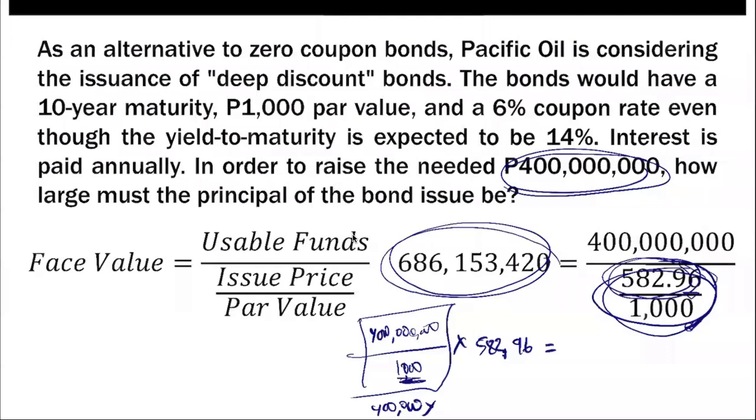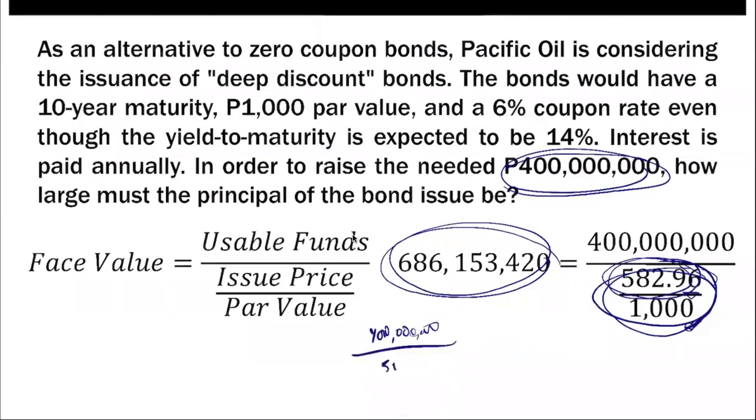Parang nabaliktad ko. We need 400 million, which is issued at 582.96 for every 1,000 bond. So what we did here is we need to multiply 400 million to the 1,000 divided by 582.96. We will get 686,153,420. Okay, 582.96 divided by 1,000. And then 400 million divided by that amount, we will get 686,153,423.9. It is just rounded to the nearest peso, which is 420.